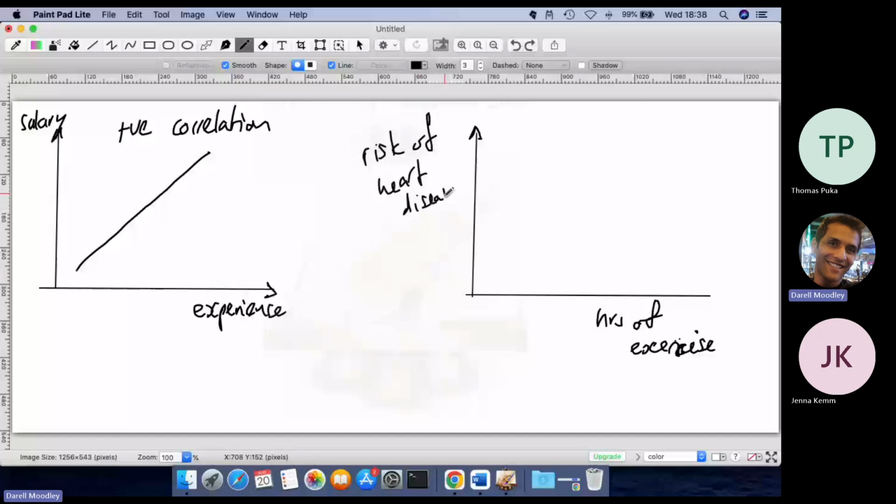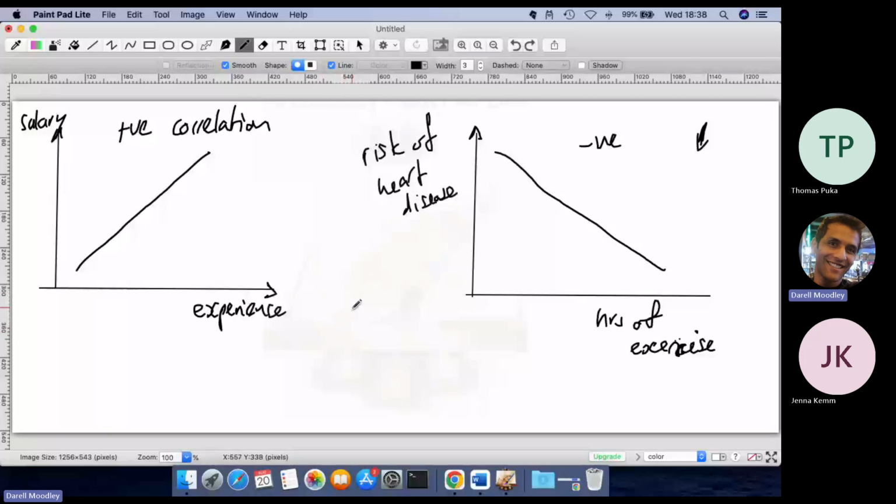And what you expect here is the more exercise you do, the chances of you having heart disease decreases. So the relationship could be like this. And this is an example of a negative correlation. That's what correlation is. Now, the second part, this graph here is telling you as your x increases, that means as your hours of exercise increase, your y decreases. So that's an example of a negative correlation. So that's what a correlation does.